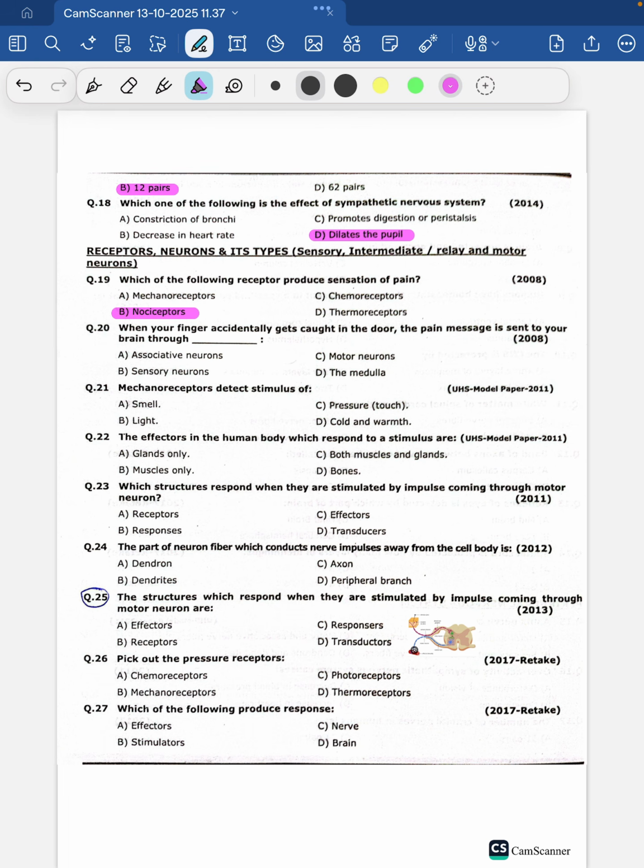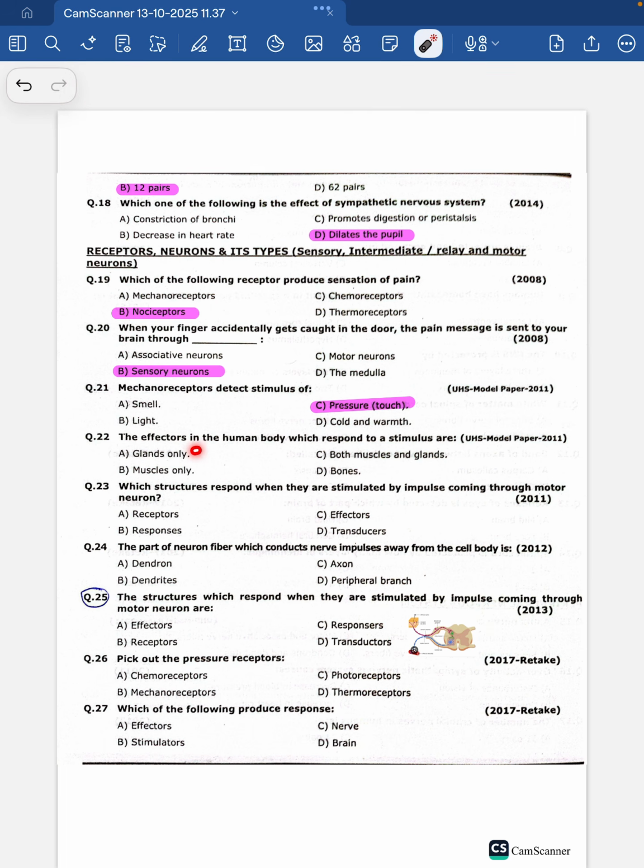20. When your finger accidentally gets caught in the door, the pain message is sent to your brain through. Obviously, sensory neurons are responsible for transferring the messages from receptor to the brain. Sensory neurons receive the message from the receptor and transmit it to the brain or the spinal cord. So here the answer will be sensory neuron. Mechanoreceptors detect mechanical stimulus, which is pressure or touch. So Charlie will be the best option.